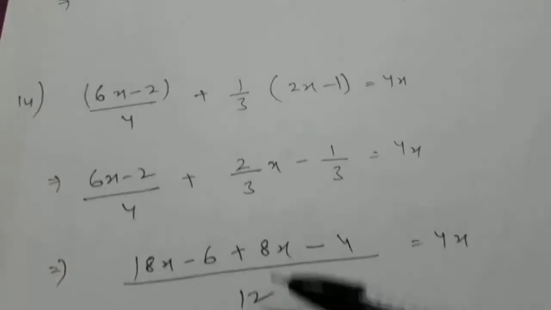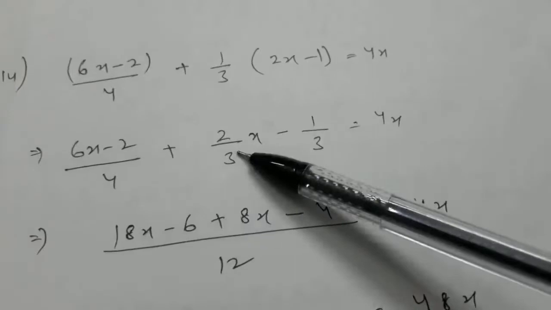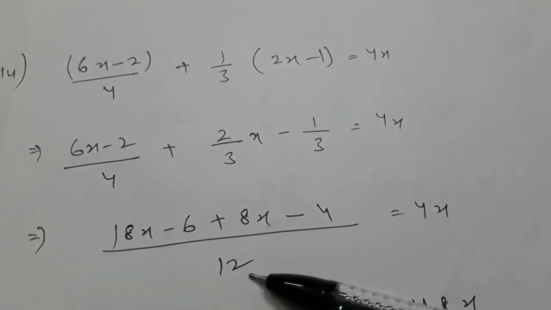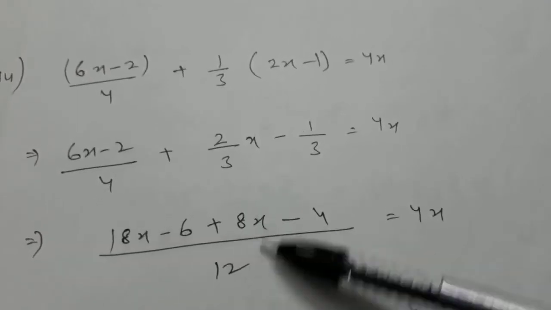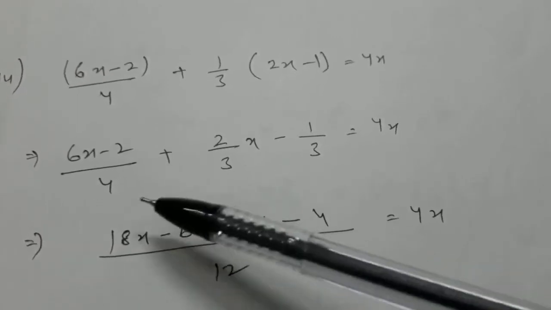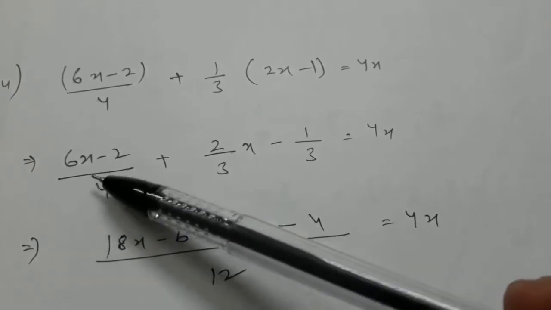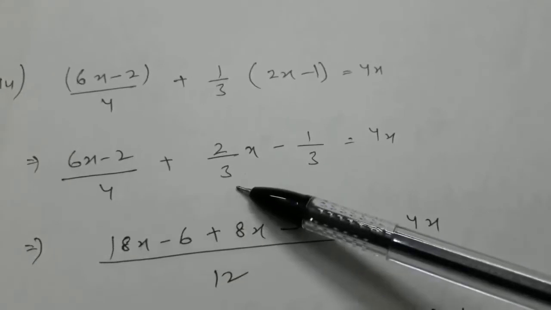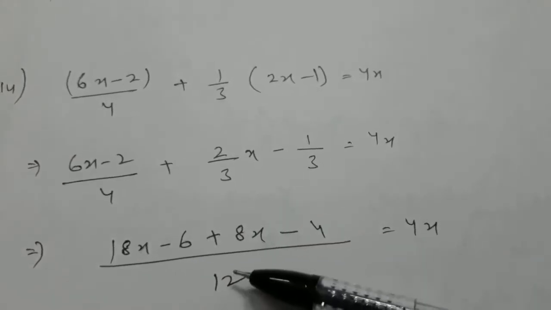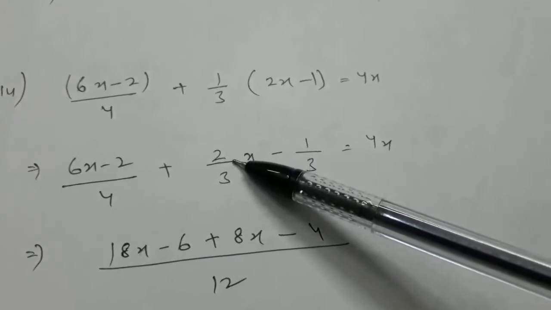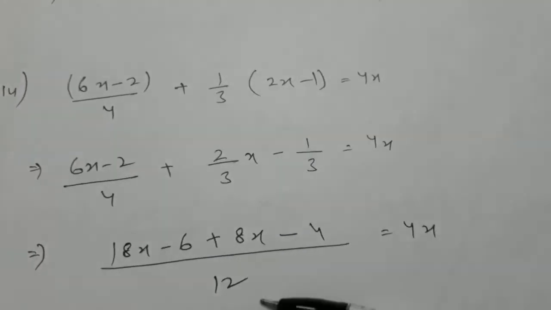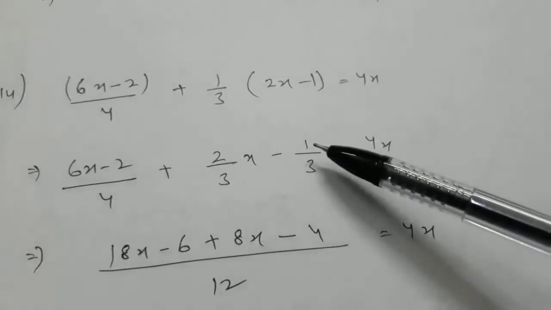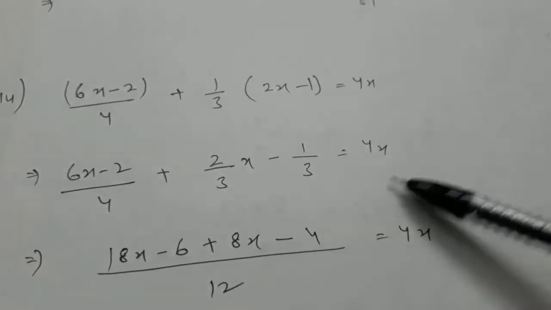Now we will take the LCM of these three expressions. So LCM will be coming out as 12. So after calculation, 12 divided by 4 will be coming out as 3. So 3 into 6 is 18x, minus 3 into 2 is 6. Then again 12 will be divided by 3 and 4 will be multiplied by 2x, so 8x, and 12 will again be divided by this 3 and multiplied, so we get minus 4, equal to 4x.